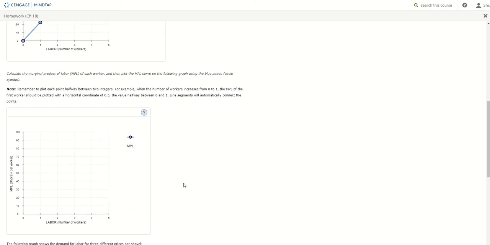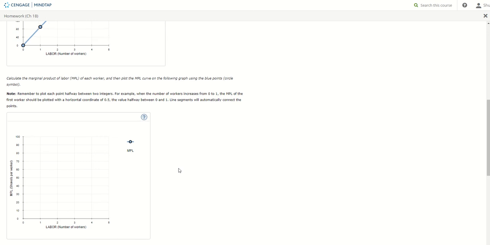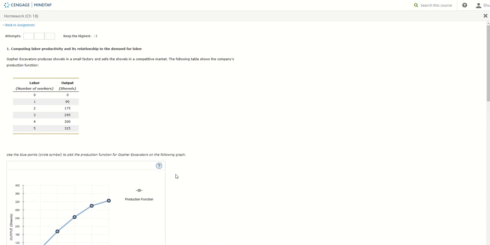Now, next one, we need to graph our marginal production of labor. So to find the marginal production of labor, this measures how much additional output you get from each additional labor. So remember we did the marginal cost or marginal revenue from previous chapters? This is very, very similar.